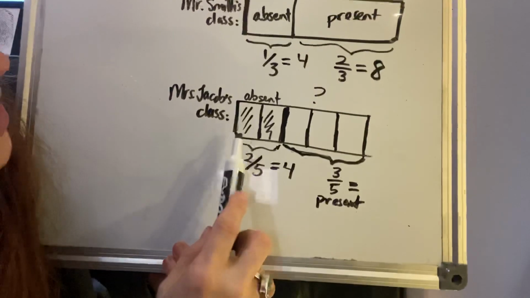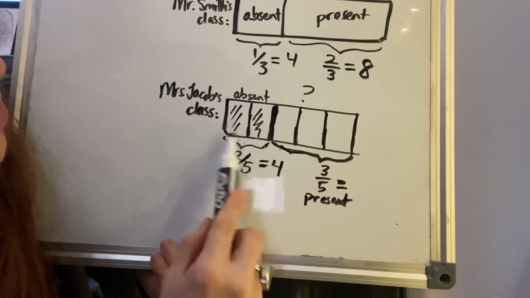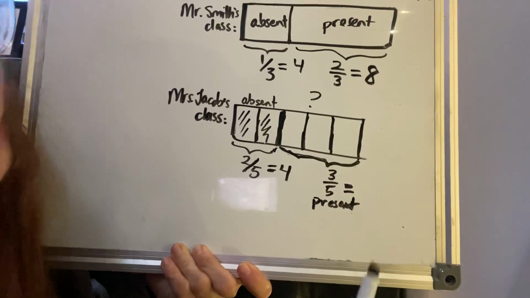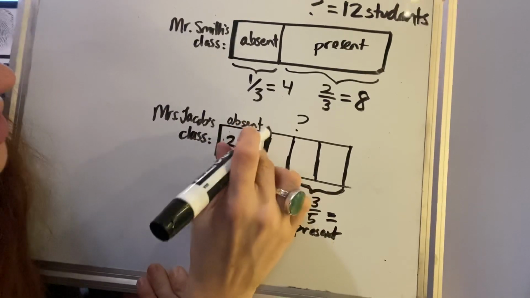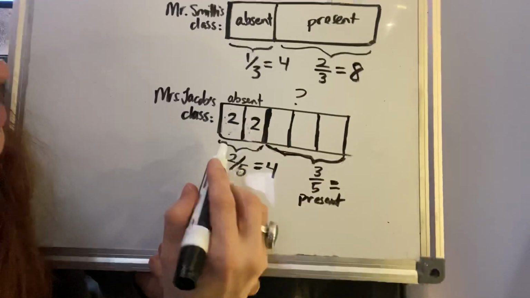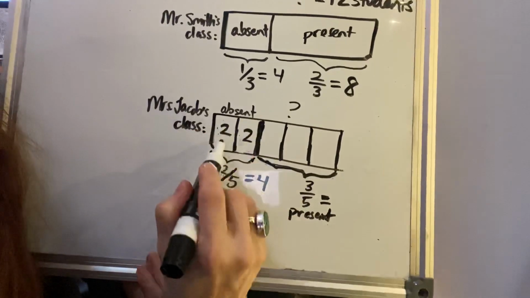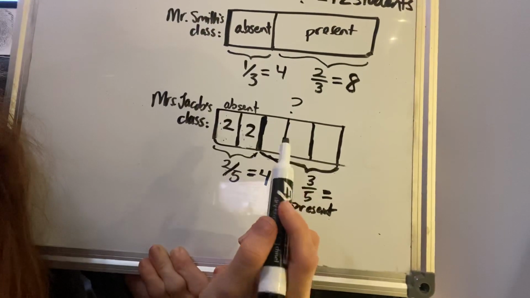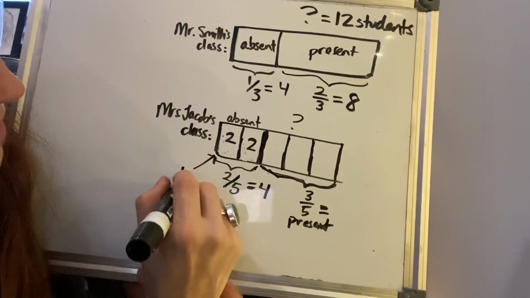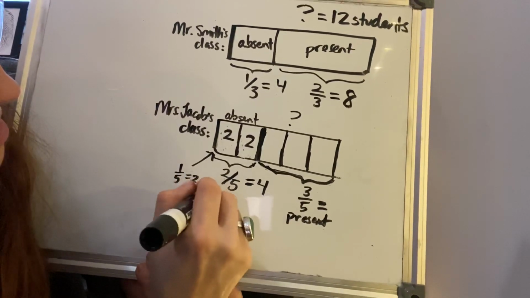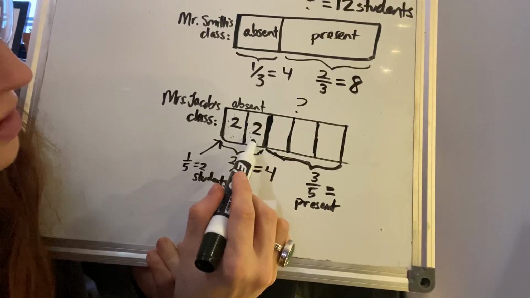Why? Because if we know that 2/5 is 4, we have just 2 chunks here. What is this 4 divided in half? 2. Very good. So we know that each block represents 2 students, because this 2/5 is 4 students, and all you have to do is just cut it in half and figure out how many students is in each one. Good. So that means that each 1/5 is 2 students. You see that? So now 2 students, that makes up our 2/5, our 4 students who are absent.